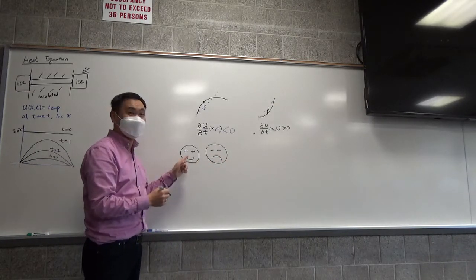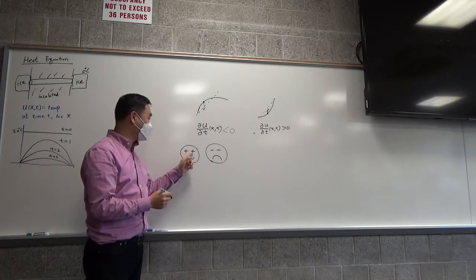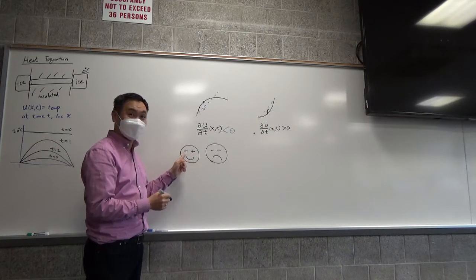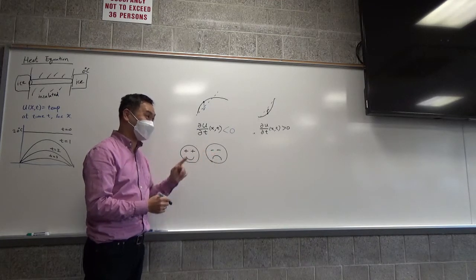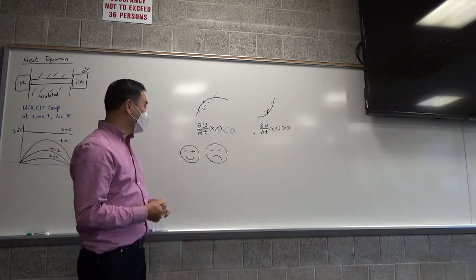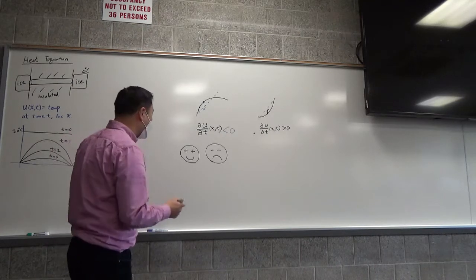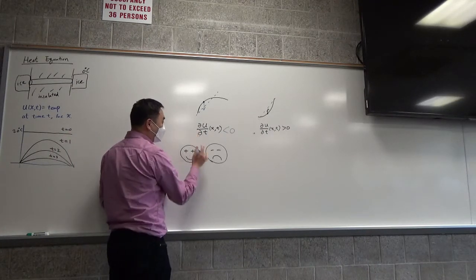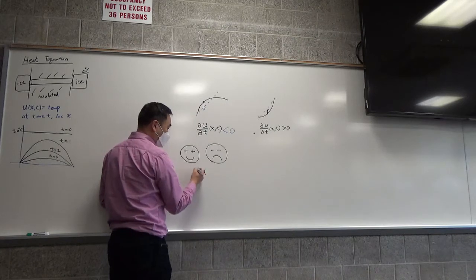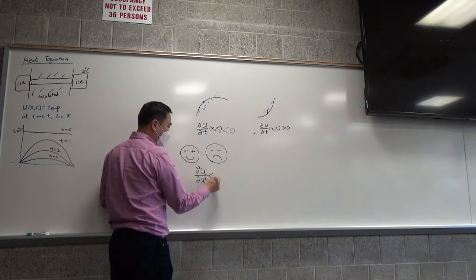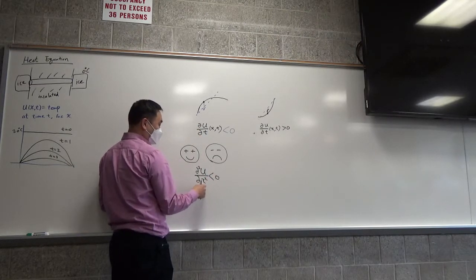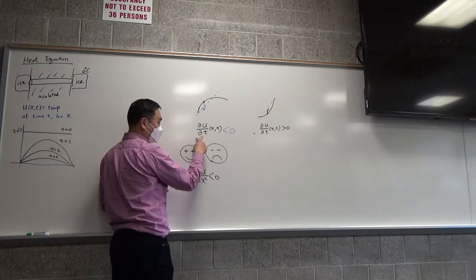What does this mean? If the second derivative is positive, then it's concave up, right? If the second derivative is negative, then it's concave down, right? So this is the case where if you differentiate twice in the x direction, this is the case when it's negative. So when this is negative, this is negative.